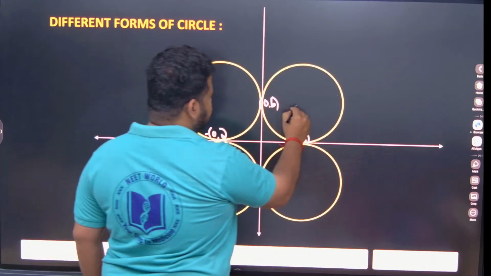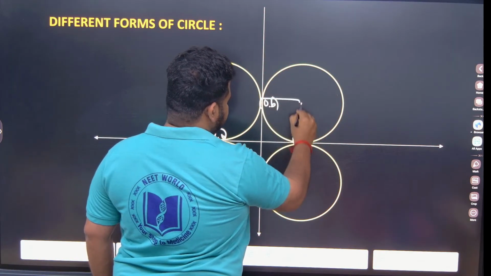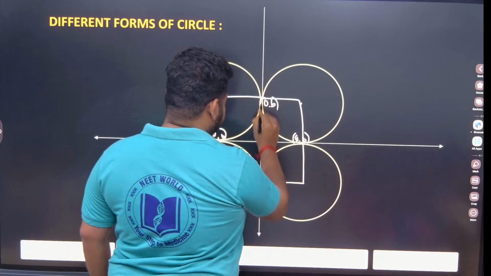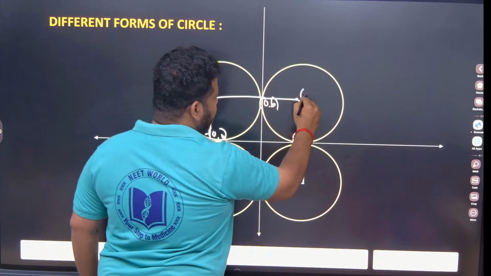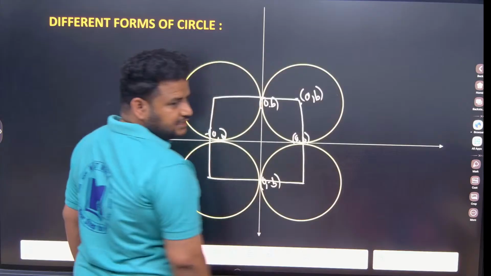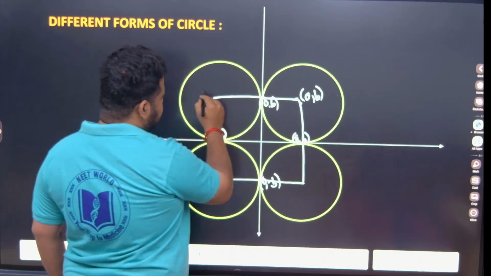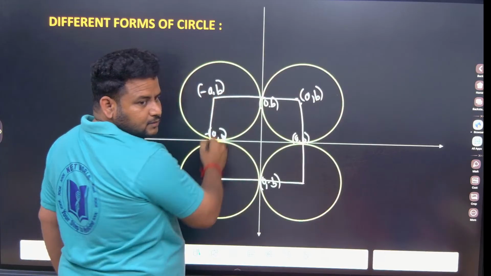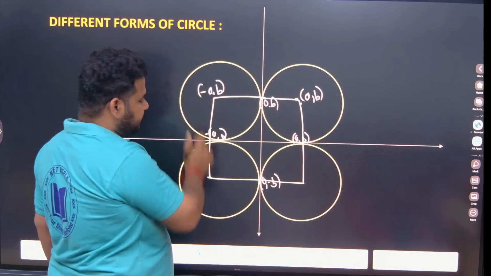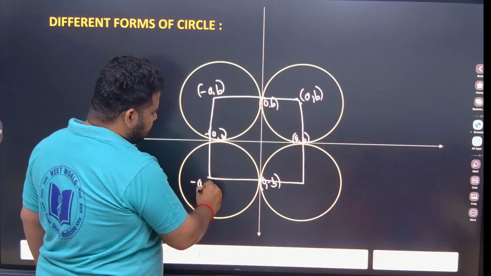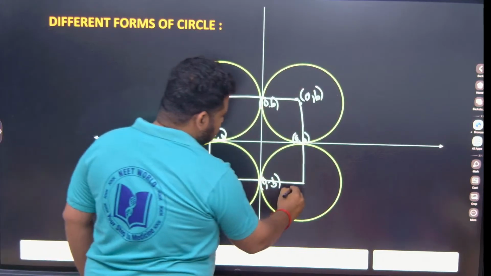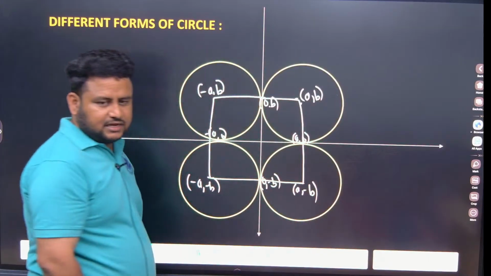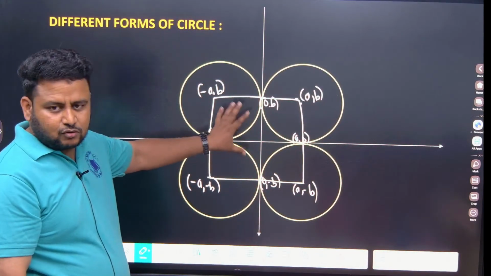Now if we take these centers and join them, you will get a square actually. So this center is a comma b. This center is also a comma b. This center is minus a comma b. This will be minus a comma minus b, and this will be a comma minus b. So like this you will get the centers and coordinates for this.